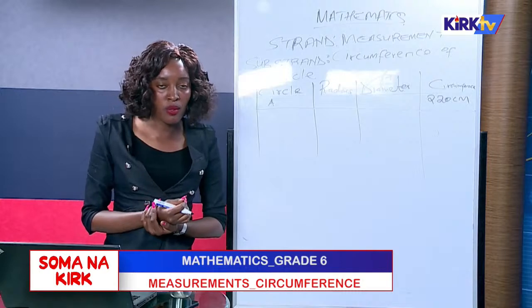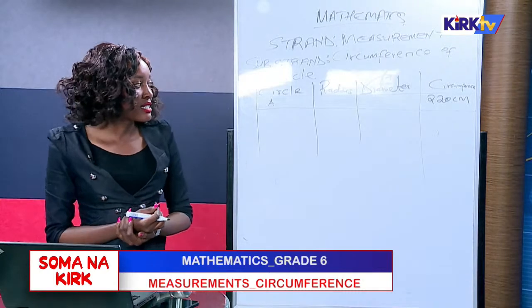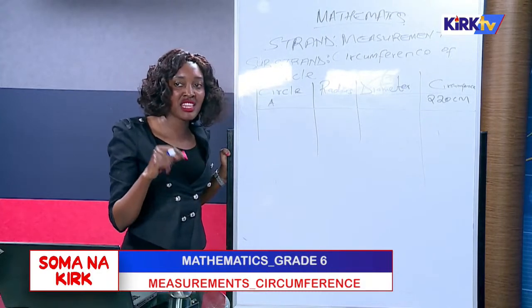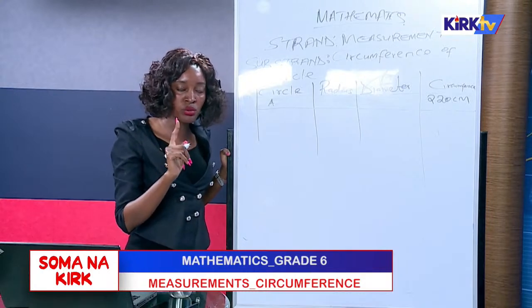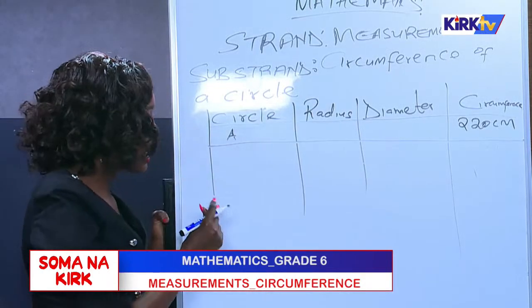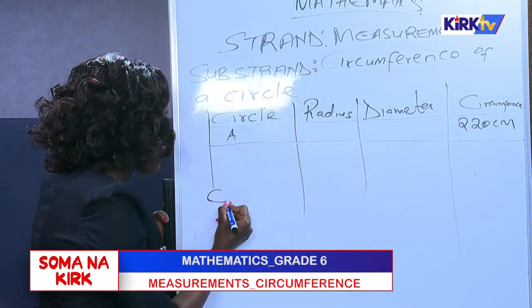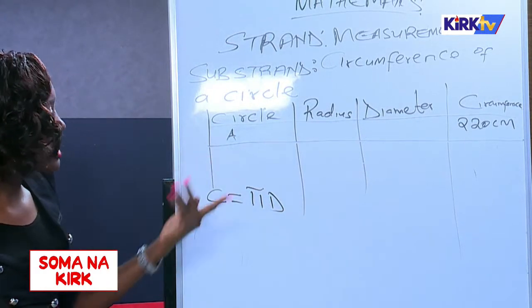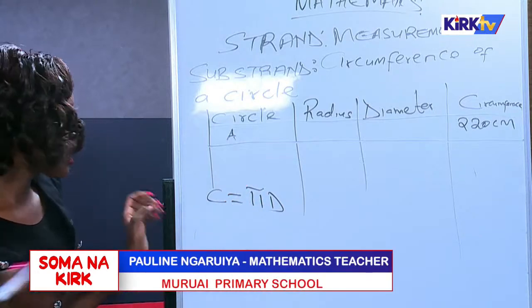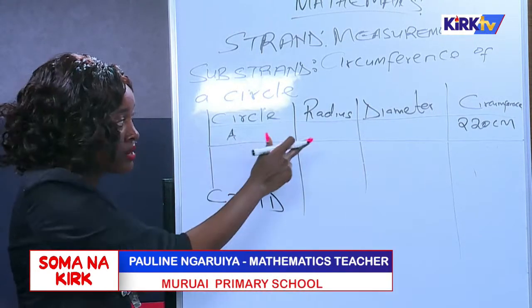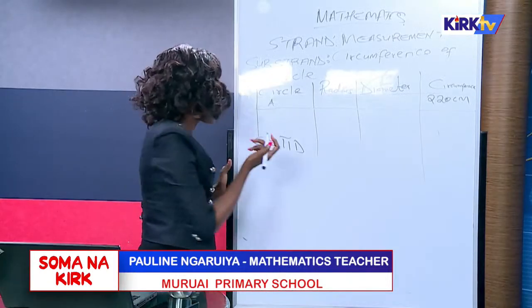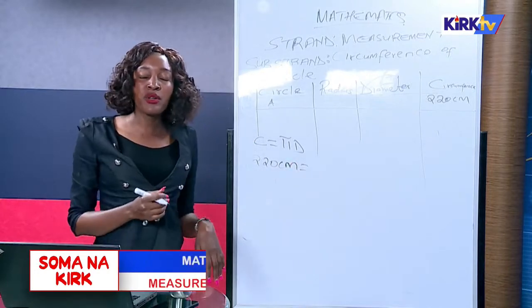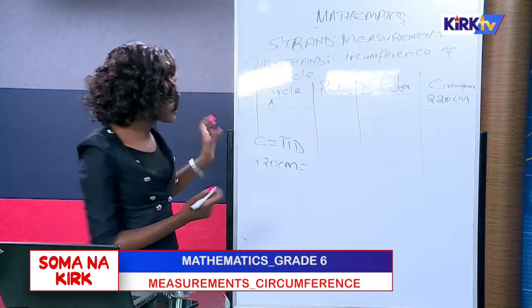So what are you going to do? Just as the teacher says, we use the known to get the unknown. So the first thing you're going to do, take your formula. Our formula is circumference is equal to pi d. All right? So in our sum, what do we have? We only have the circumference. So replace it with 220 centimeters. So 220 centimeters is equal to, what is pi? We are going to use our pi as 22/7.